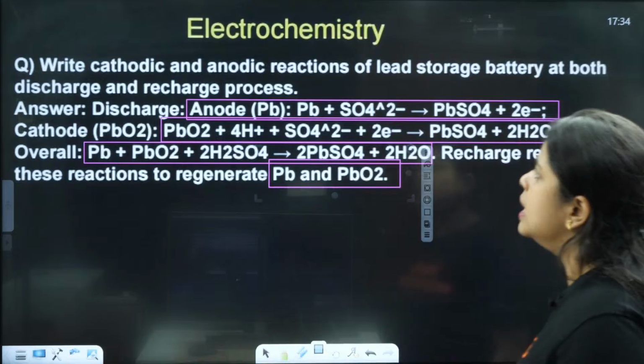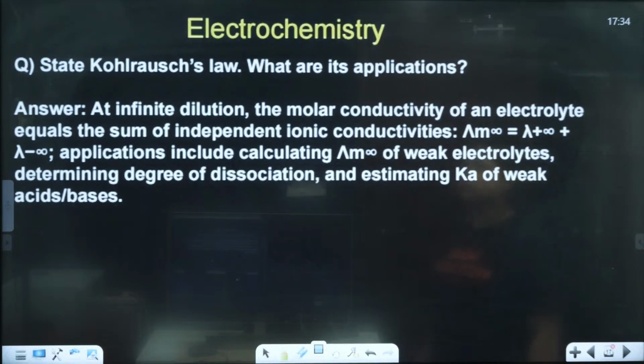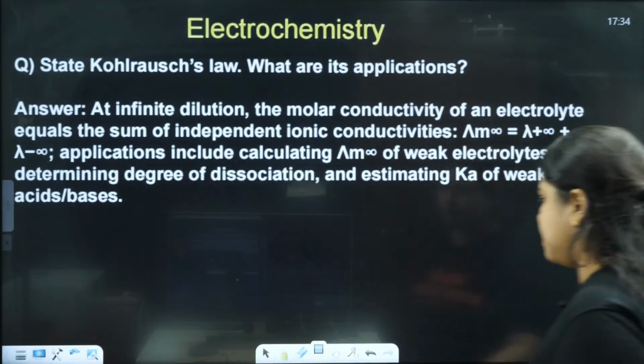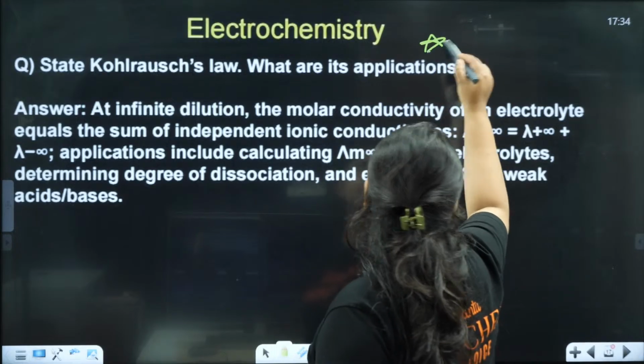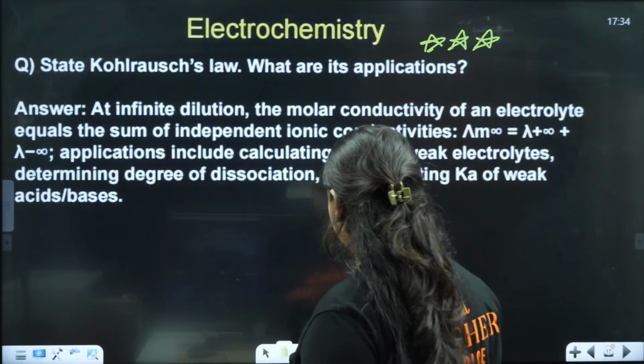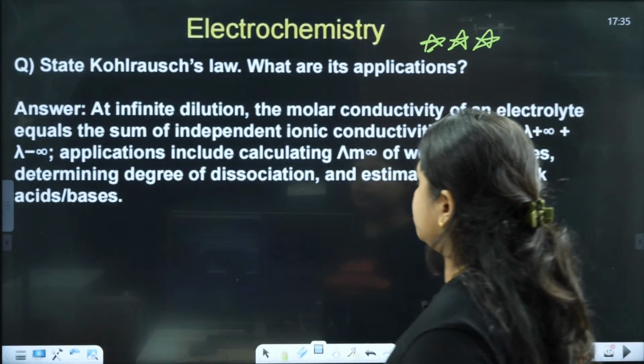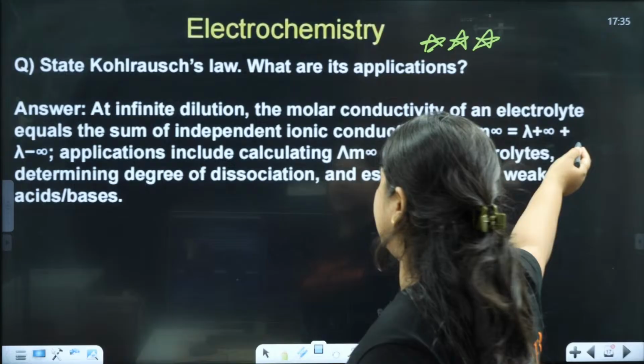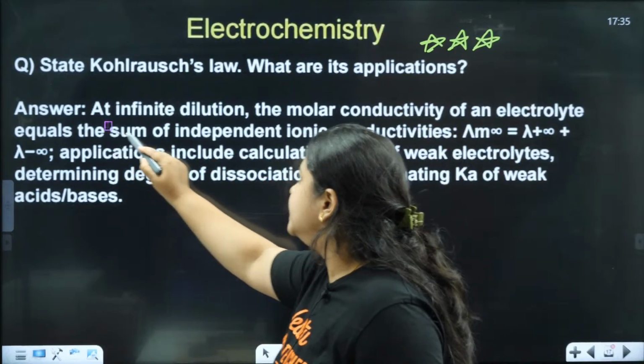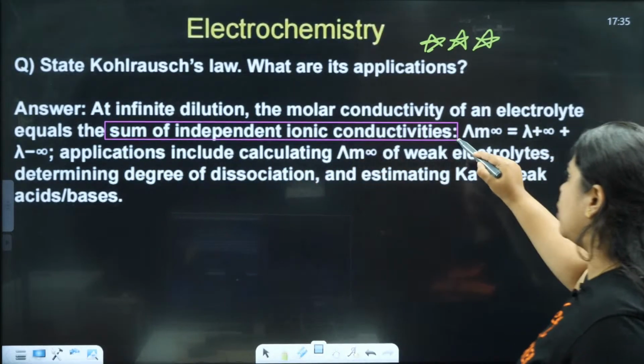Okay, that's the answer. Next question: state the Kohlrausch law and its applications. Short question, guys. At infinite dilution, the molar conductivity of an electrolyte equals the sum of the independent ionic conductivities.